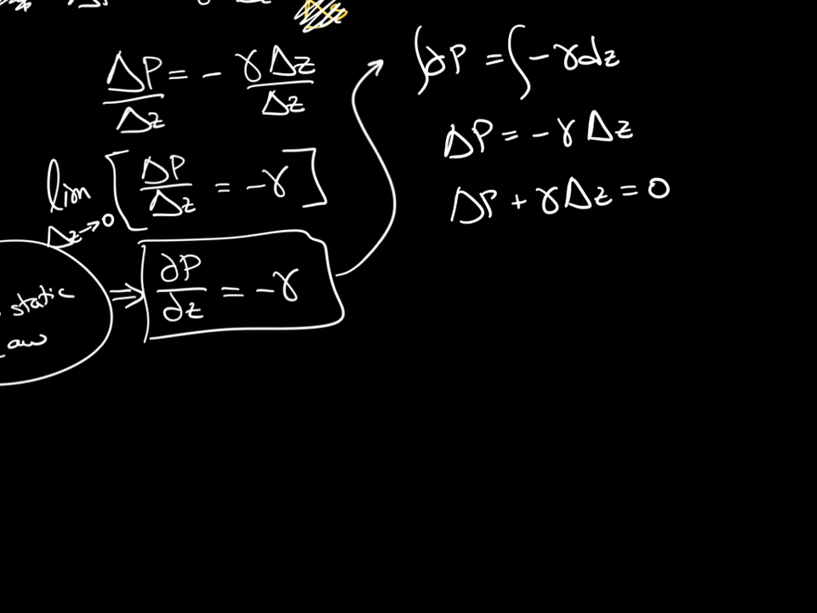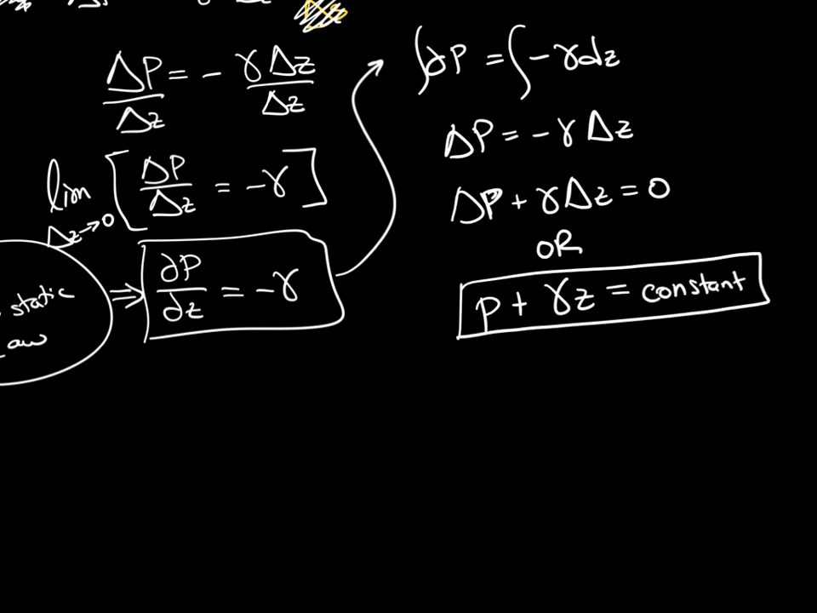And so the way that we typically think about this is P plus gamma Z equals a constant. Yeah, this should be a gamma. I can hear myself saying gamma as I write something else. Or if I divide both sides by gamma, I'll get P over gamma plus Z equals a constant, a different constant because I've divided by gamma.